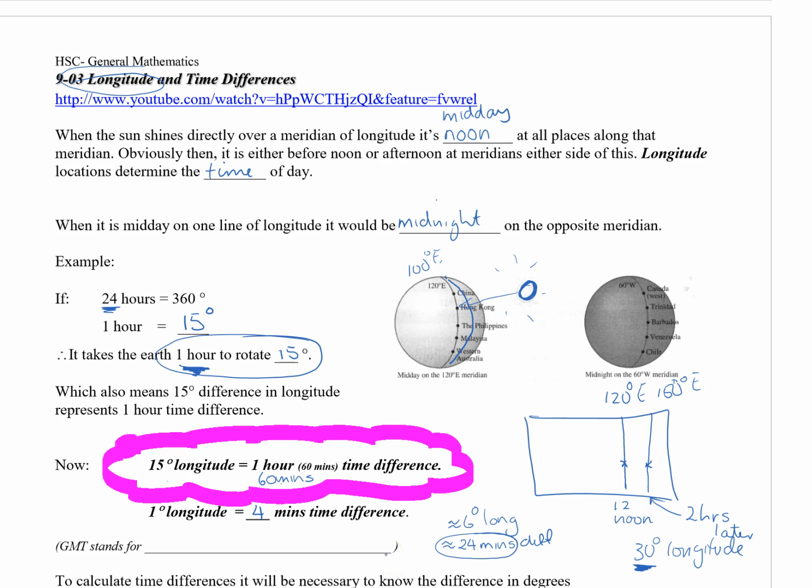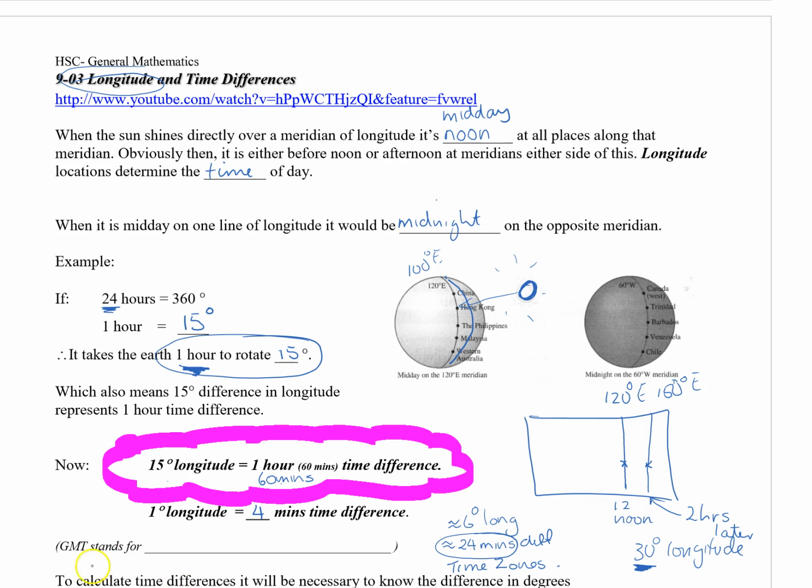The reason it doesn't happen is we put in place things called time zones, and we look at that in the very next exercise. Just so that we don't have the confusion that it is 6 a.m. in Sydney and at that same time it's 6:24 in Melbourne. That just is not going to work. So both Melbourne and Sydney operate on the same time. However, the sun is not directly over those two cities at the same time.